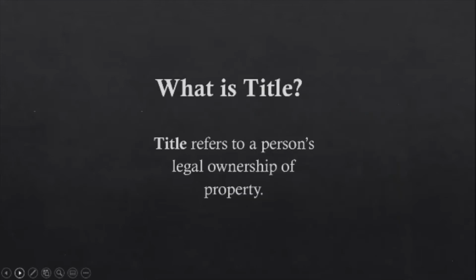What is title? Title refers to a person's legal ownership of property. There is a difference, however, between title for property like a house and the title to a car. A title to a car is a document that proves the legal owner of the vehicle. Title for land also establishes legal ownership, but title for land is known to have a bundle of rights that include the right to possess the property, the right to control its use, mineral rights, or the right to use the property as security for a loan such as a mortgage.